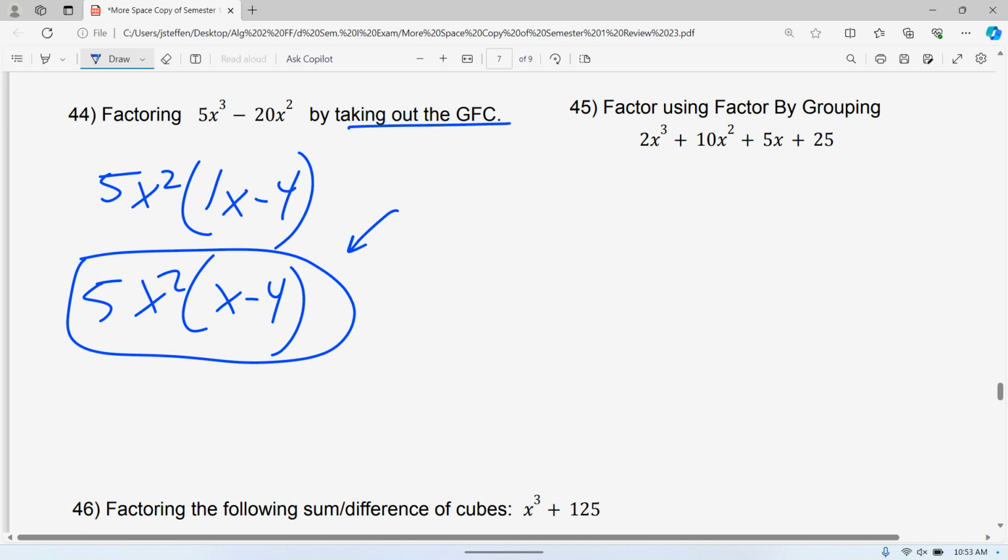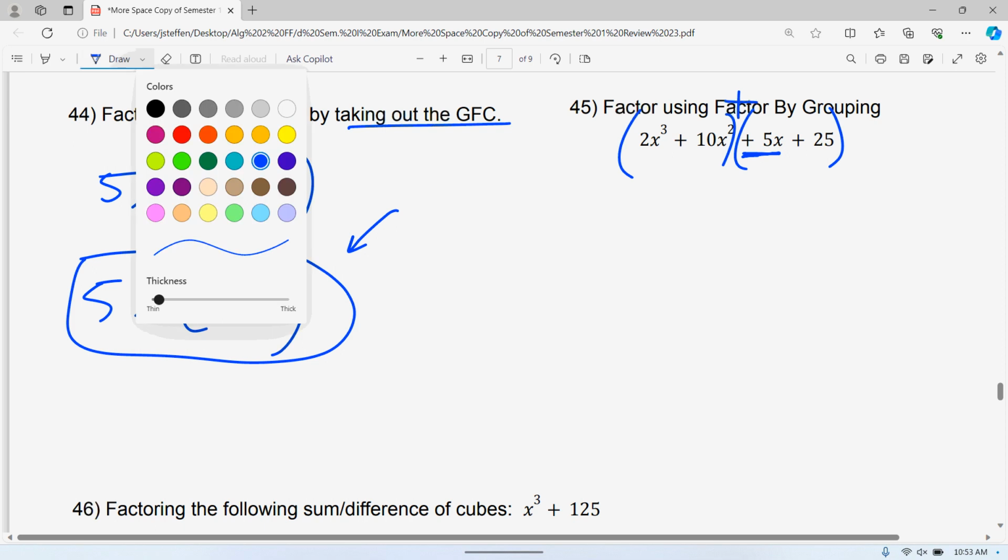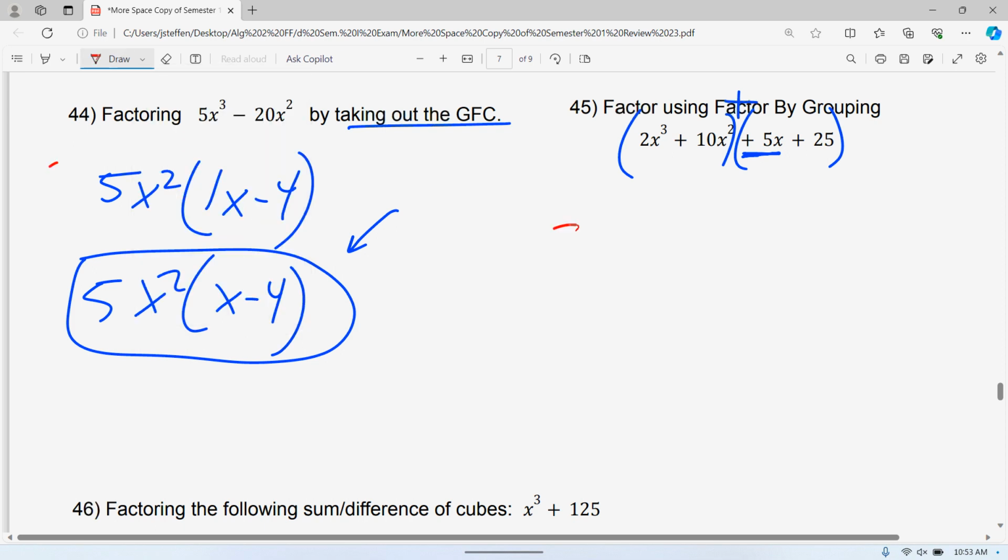Factor this with factor by grouping. So again, group these together. I always add my own plus sign. I always keep whatever sign is with this third number. I always keep those together. Then you take out a greatest common factor from each group. So the first group, I take out a 2x squared. That leaves me with x plus 5. 10 divided by 2 is 5. I had 2 x's. I took both of them out.